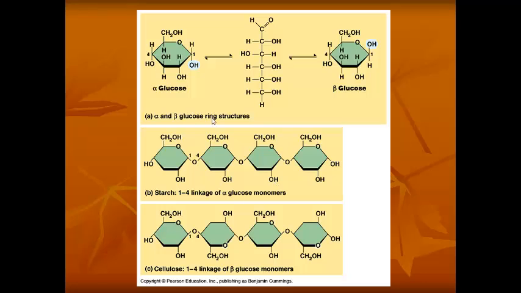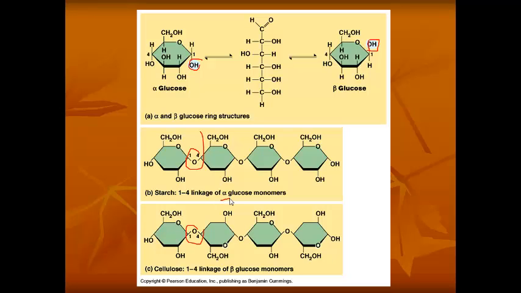Here we see the major difference is the direction of the glycosidic bond. In starch, that glycosidic bond is facing downward. In cellulose, that glycosidic bond is facing upward. You can see that there are two forms of glucose. There's an alpha glucose, where this hydroxyl group is going down, and a beta glucose, where this hydroxyl group is going up. You can see that starch is made up of all alpha glycosidic bonds.